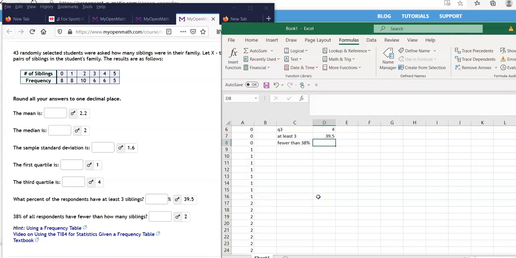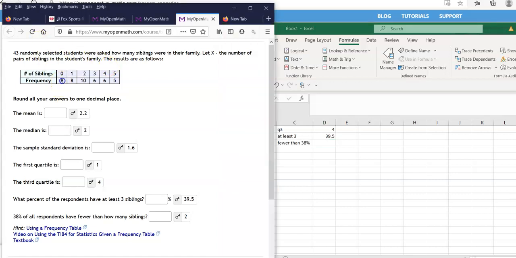Fewer than 38%. Well, this is a little tricky. So the first thing you want to do is calculate 38% of 43. So if you put 0.38 times 43, you get 16.34. So basically 16. You just kind of, 16 point 3 really is the same thing as 16. Then you go count 8, 16, okay?